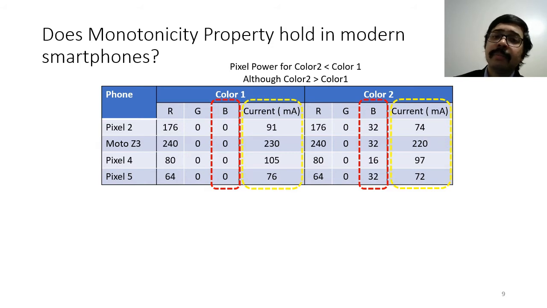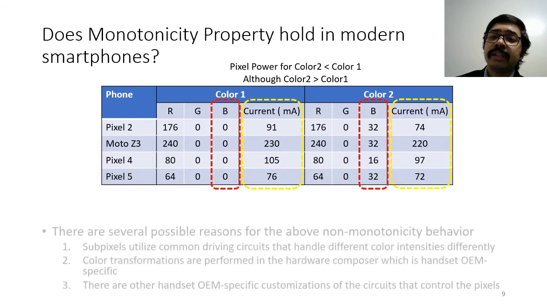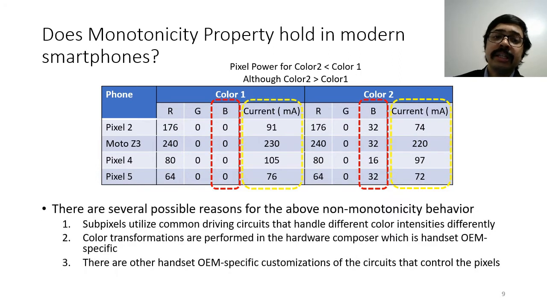There could be several possible reasons for the non-monotonicity behavior. The subpixel utilizes common driving circuits within the display hardware module differently at different color intensities. There are handset OEM specific color transformations performed in the hardware composer that alter the canonical order of the RGB coordinate. There are other handset OEM specific customizations of the circuit that controls the pixel.